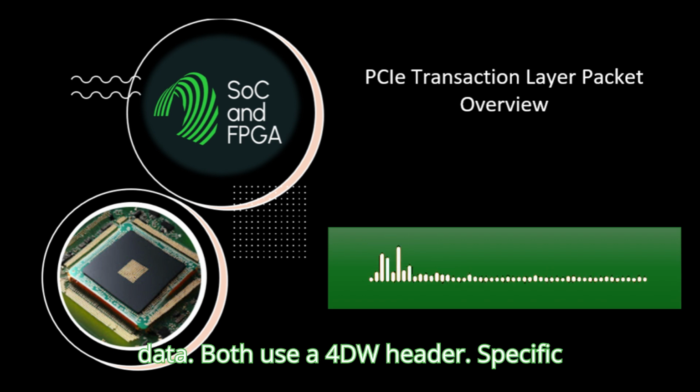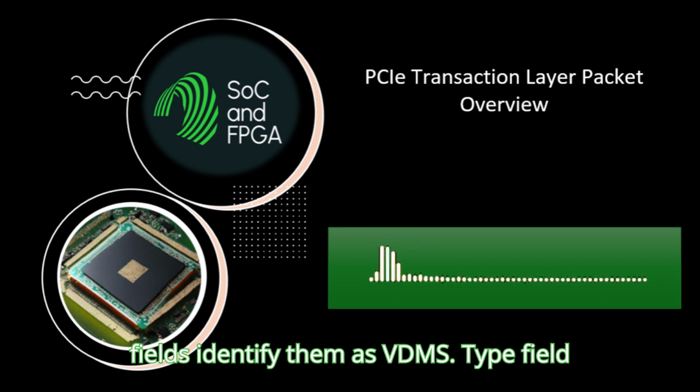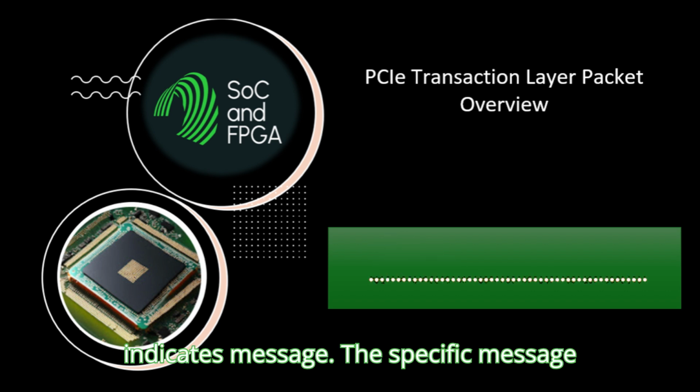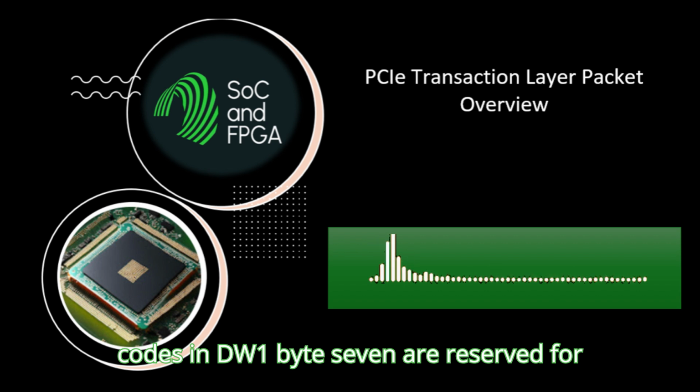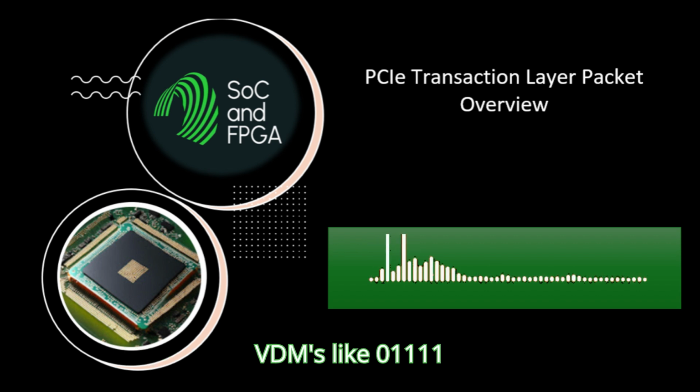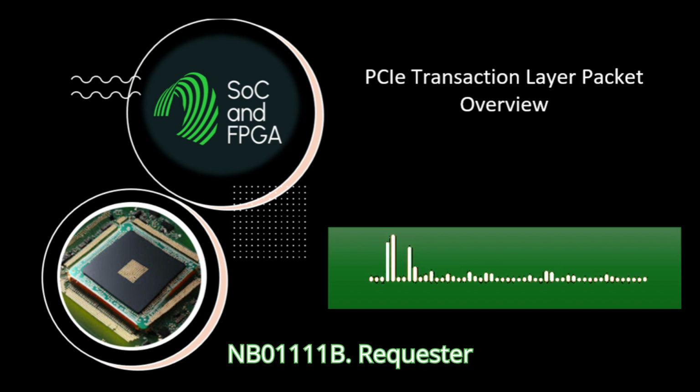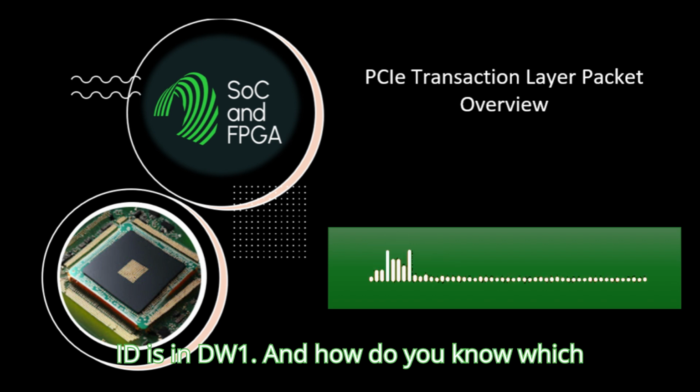Both use a 4DW header. Specific fields identify them as VDMs. Type field indicates message. Specific message codes in DW1 byte 7 are reserved for VDMs, like 0111NB, 011111B. Requester ID is in DW1.